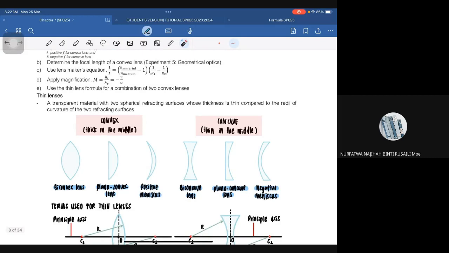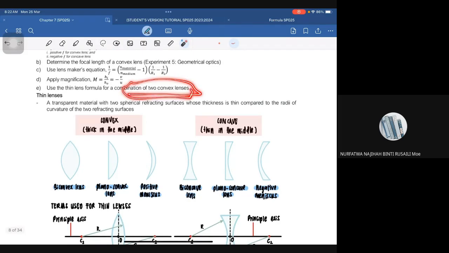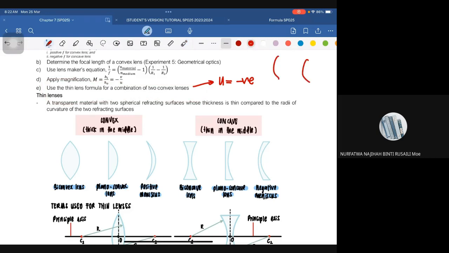Lepas tu kita ada thin lens formula bila kita ada combination of more than one convex lenses. Di sini is the part where object can be negative bila dia combine. Kiranya kamu ada dua convex lens lah. So kamu ada dua. Di sini baru objek boleh negatif.